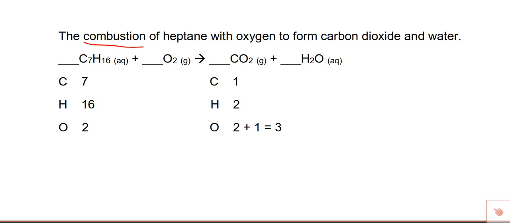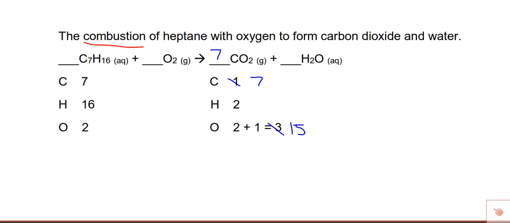Our next step is to identify the most complex that doesn't have an H or an O. That's going to be carbon. So I'm going to put a 7 here in front of the carbon, which changes this to 7 and also impacts the O. That means I'm going to now have 14 for the carbon dioxide and 1 for the water, giving me a total of 15. That's okay, it looks a little weird, but we're saving oxygen for last anyway.